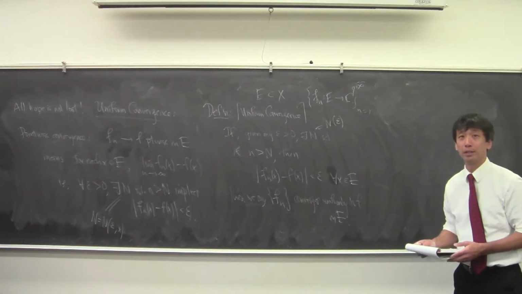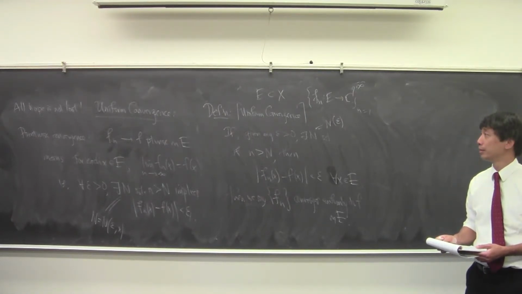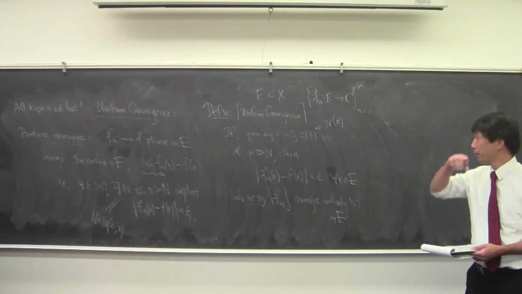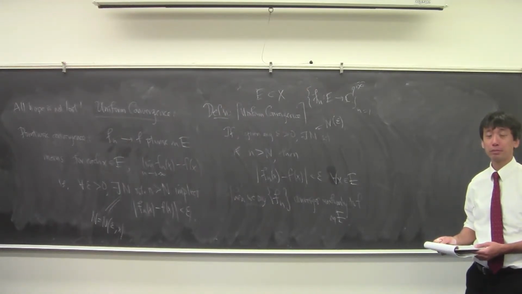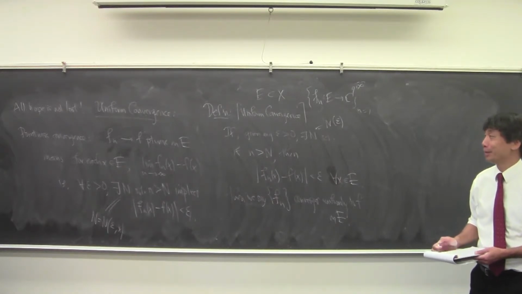So for pointwise convergence, it's like you said: let x be in E, then for all epsilon greater than 0, there exists an n. And then for uniform, I don't see how that's different. If you just let x be in E at the beginning of the pointwise convergence definition, it's the same as for all, because it's arbitrary.